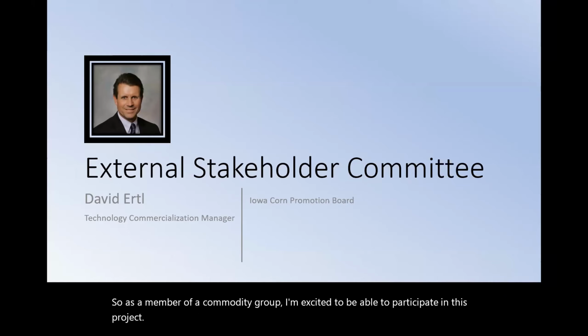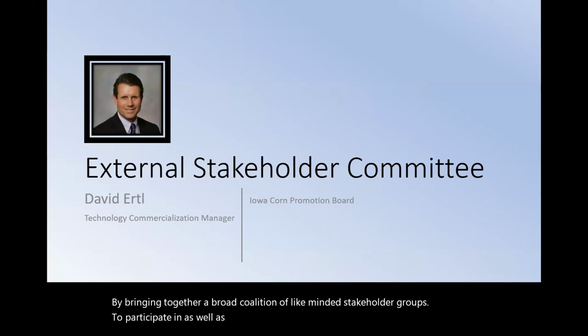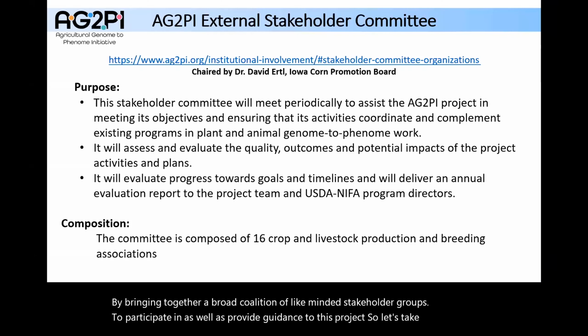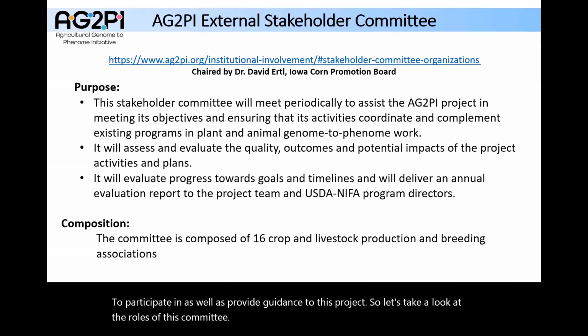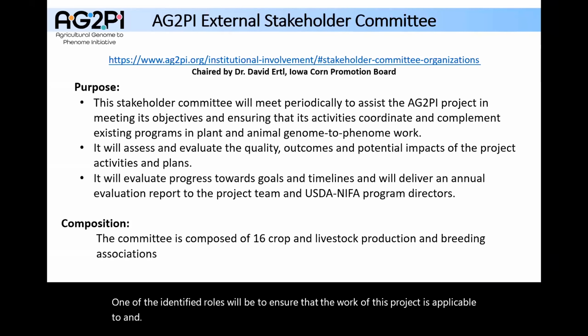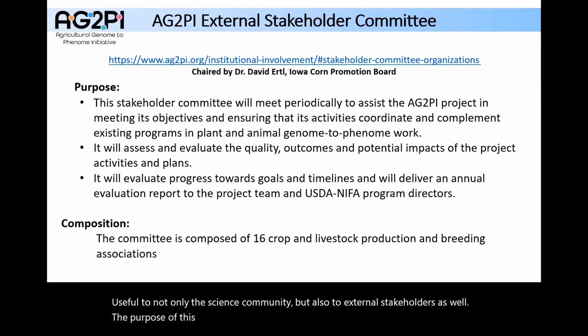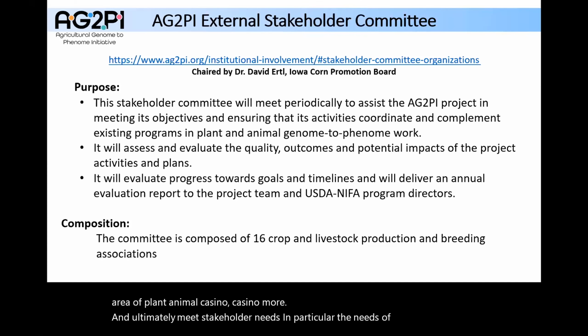by bringing together a broad coalition of like-minded stakeholder groups to participate in, as well as provide guidance to this project. So let's take a look at the roles of this committee. One of the identified roles will be to ensure that the work of this project is applicable to and useful to not only the science community, but also to external stakeholders as well. The purpose of this committee is to review the objectives that have been laid out for this project and to ensure that these activities complement existing work in the area of plant and animal genome to phenome work, and ultimately meet stakeholder needs, in particular the needs of genetic suppliers and producers.